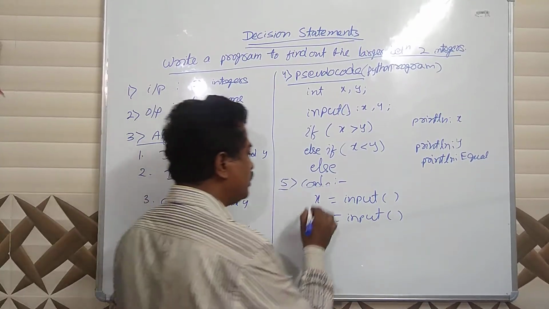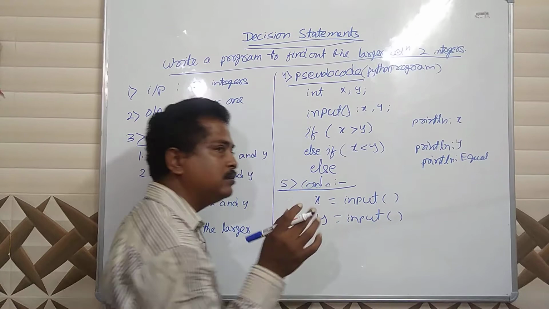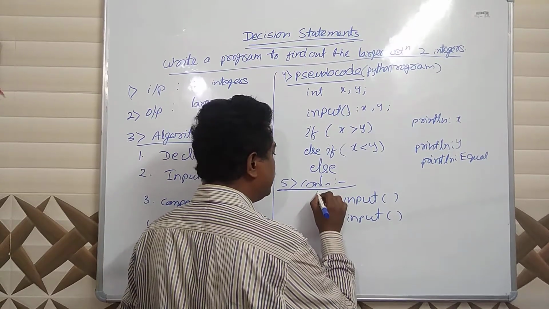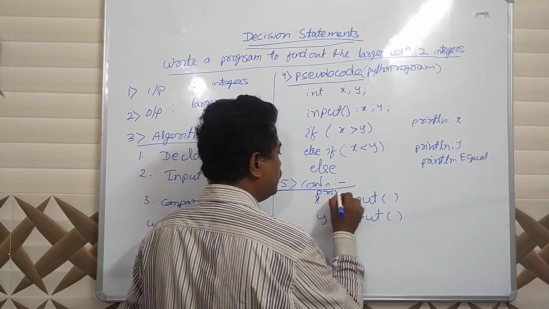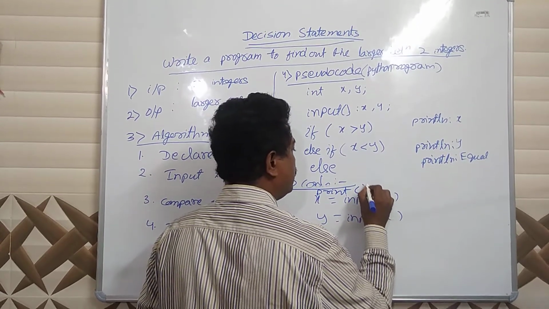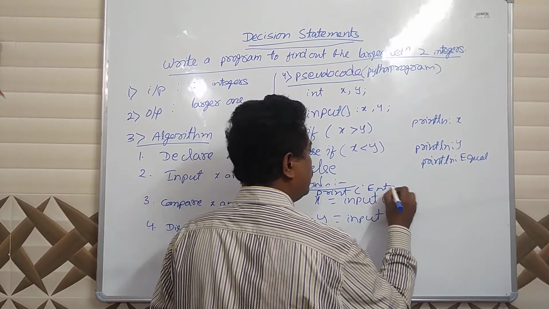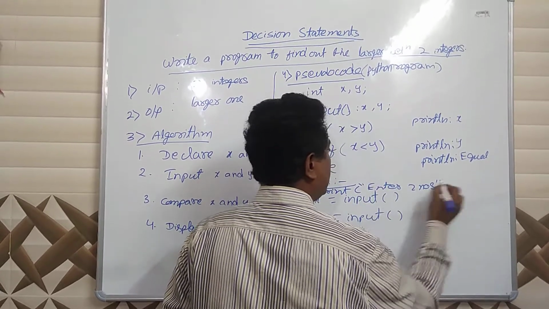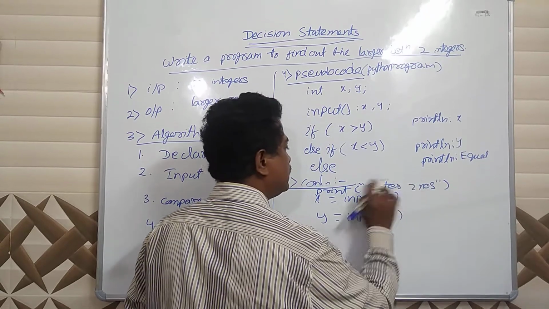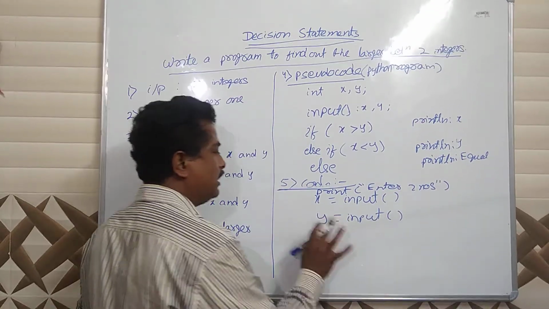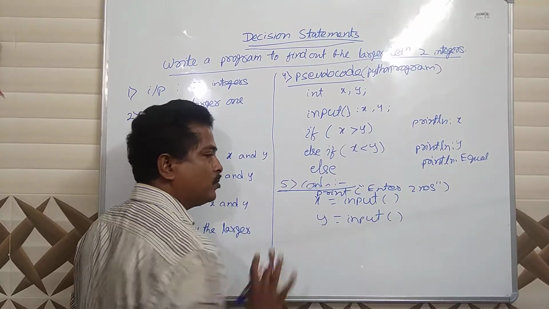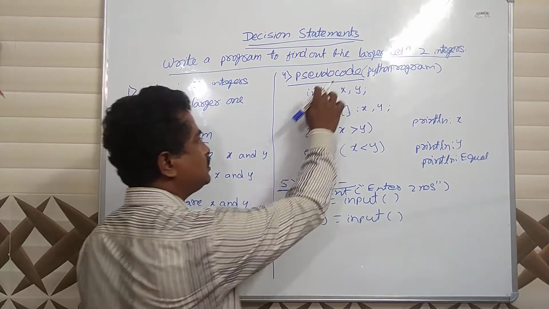After getting input, if you are in any language, C or C++ or Java or Python, if you want to give a message before that, you can give print, enter two integers or numbers, something. You can give double quote, you can give single quote, don't give any semicolon. x, y. So it is already declared and input in Python. So two steps are over.